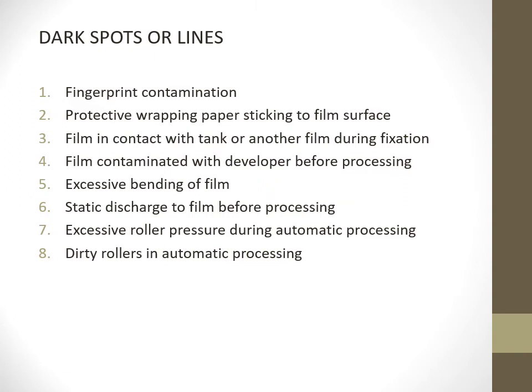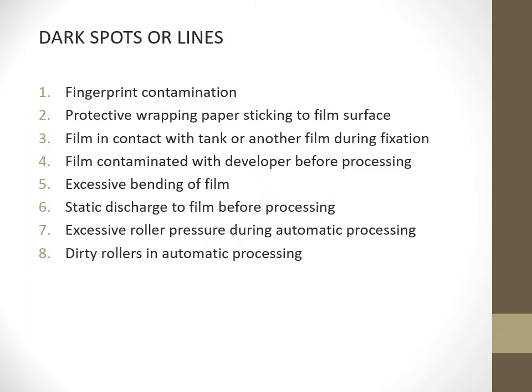Coming to dark spots or lines: fingerprint contamination. Dark spots or lines happen due to fingerprint contamination, protective wrapping papers sticking to the film surface, film in contact with the tank or another film during fixation, film contaminated with developer before processing, excessive bending of film, static discharge to film before processing, excessive roller pressure during automatic processing, and dirty rollers in automatic processing.